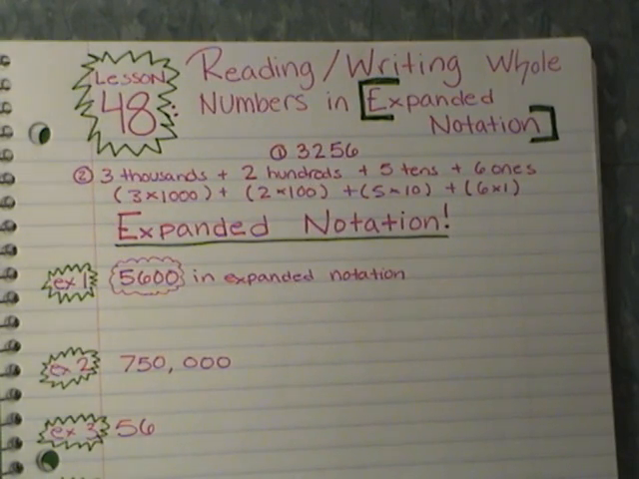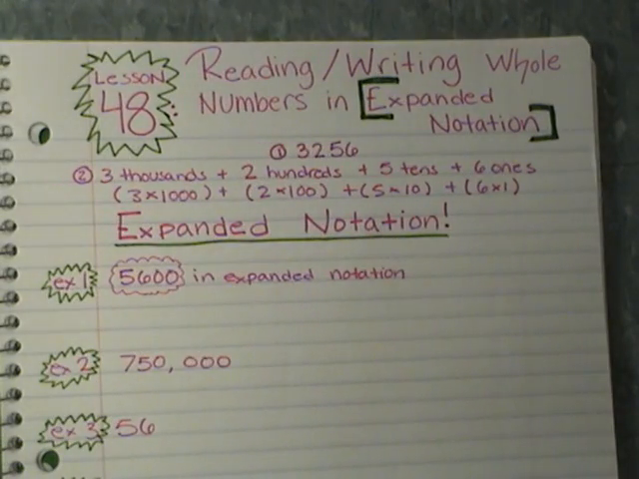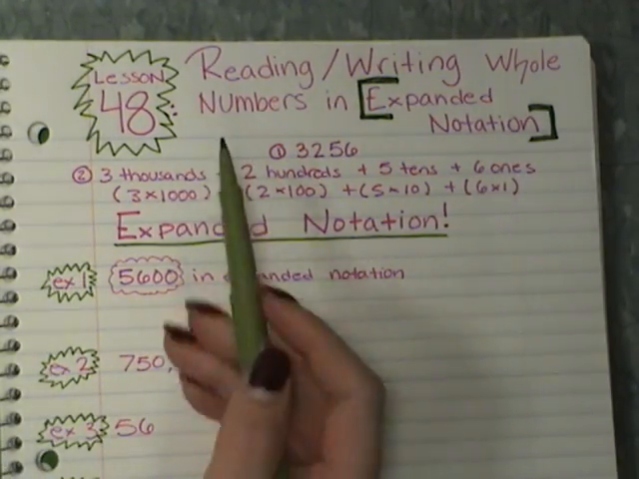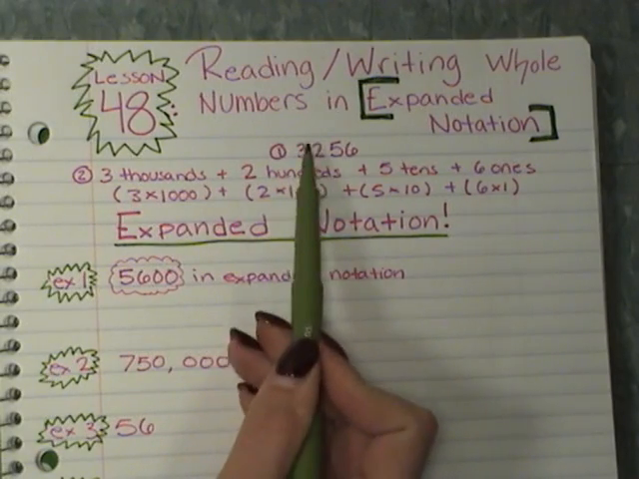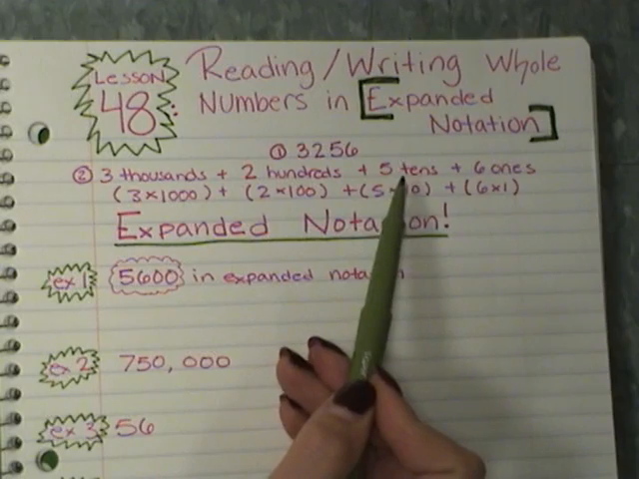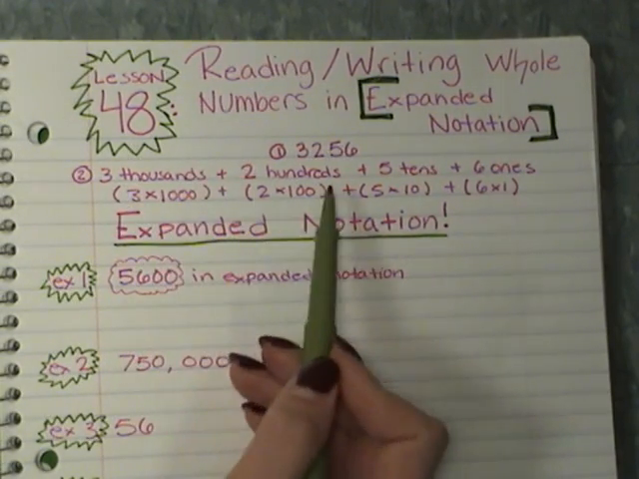Okay, so I took my number right here. This is step 1, step 2, and then step 3. I took 3,256, and I'm breaking it apart into each of its place values. So I'm writing 3,000, then I have two hundreds, I have 5 in my tens column, and I have 6 in my ones column. I'm just breaking it down.